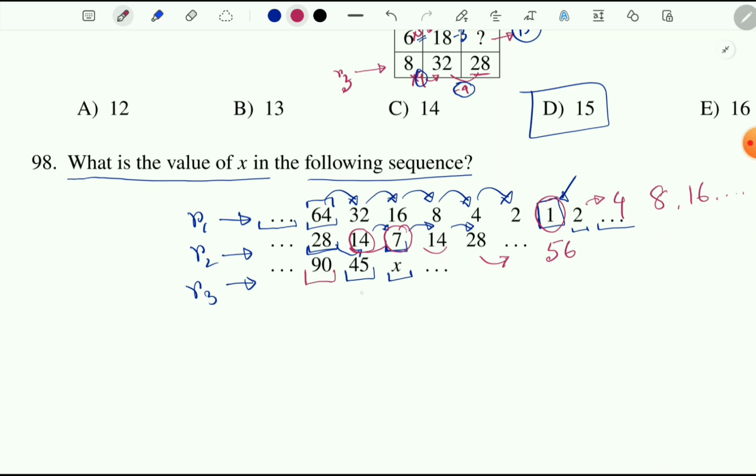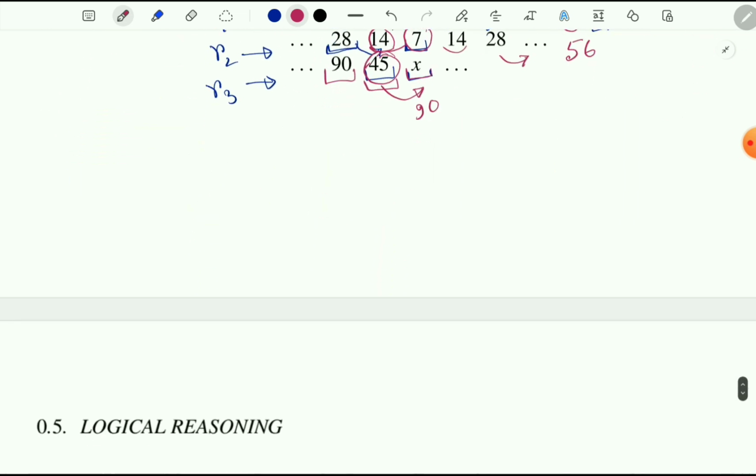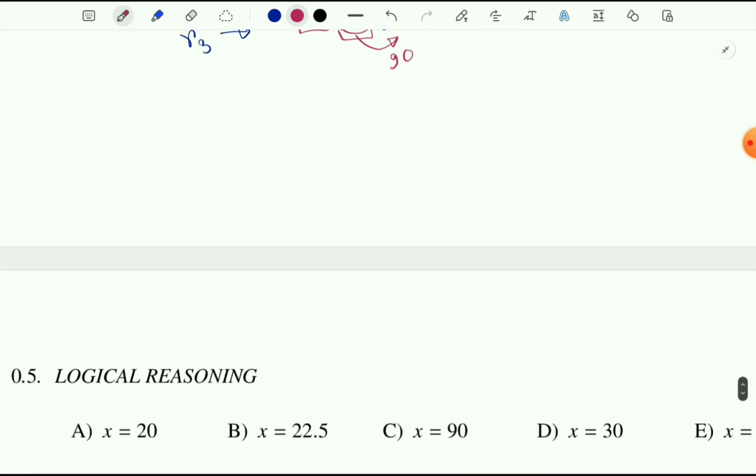So it started from 90 and half of 90 is 45. So the next number would be again 90, because we know this is an odd number. So an odd number cannot be equally divided. Therefore the next number starts again from 90. Okay, so this is the relationship between the numbers. I hope you understood, guys. For this third problem, our answer is C, x equal to 90.